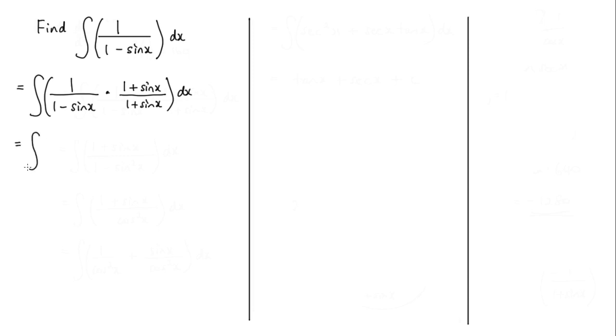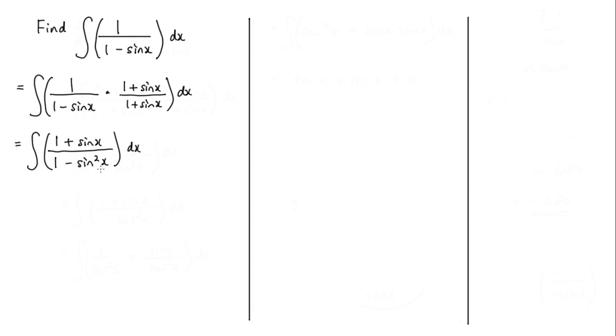Now I can go ahead and expand. So multiplying the numerator, well, 1 times 1 plus sine x, that's just 1 plus sine x. And in the denominator, well, I'm going to get 1 times 1, which is 1. I've got a negative sine x times a positive sine x. That's giving me minus sine squared x. That's all with respect to x.